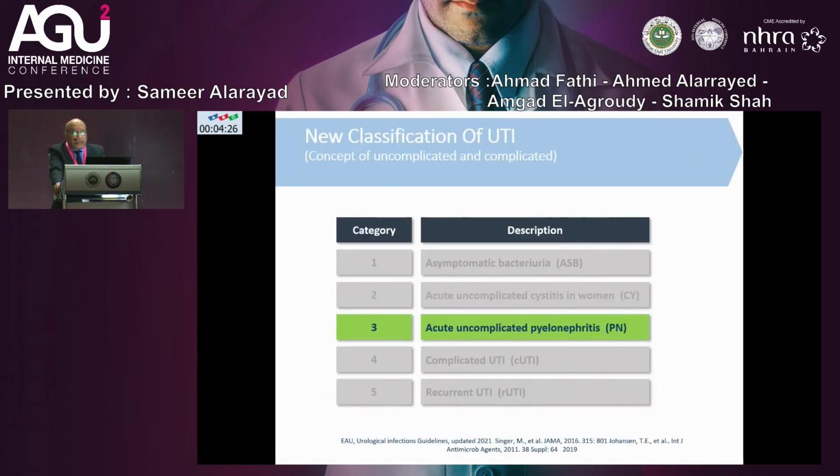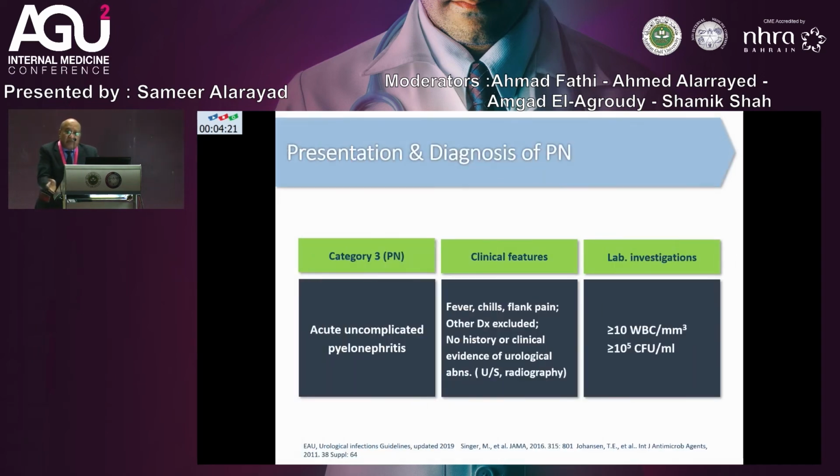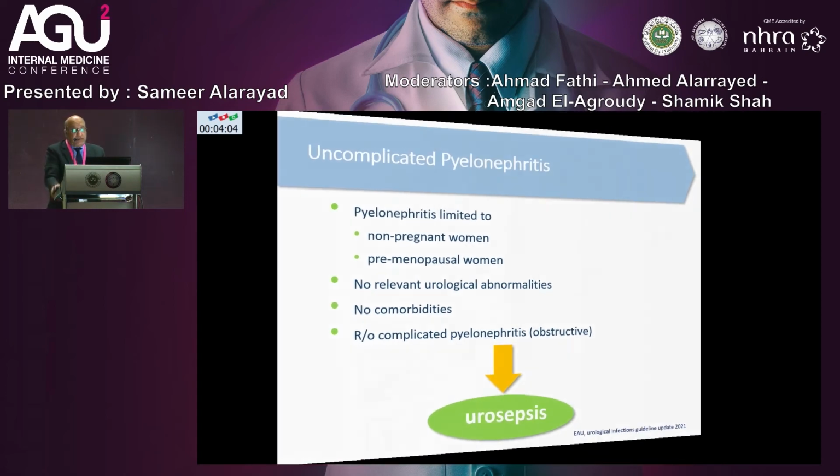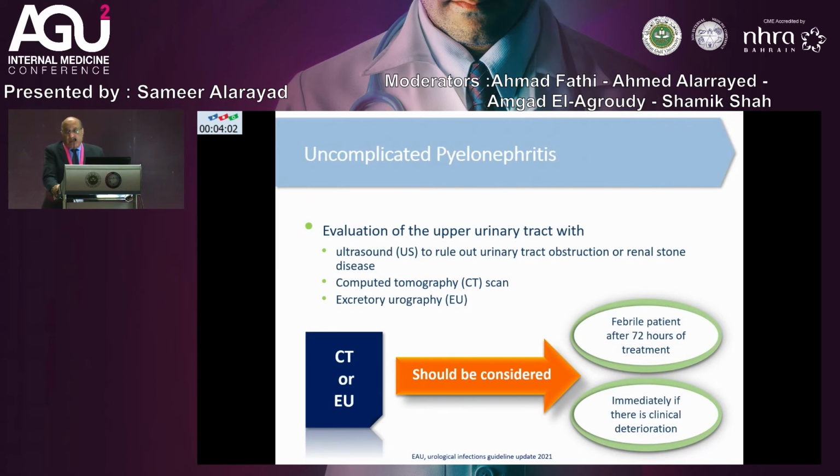The other uncomplicated category is pyelonephritis, where we have systemic symptoms, chills, fever, and most importantly, if this patient presents with pyelonephritis, we have to be careful that there is no urological obstruction, because if we leave it, it will lead to urosepsis. And we have to do an ultrasound to rule out obstruction.